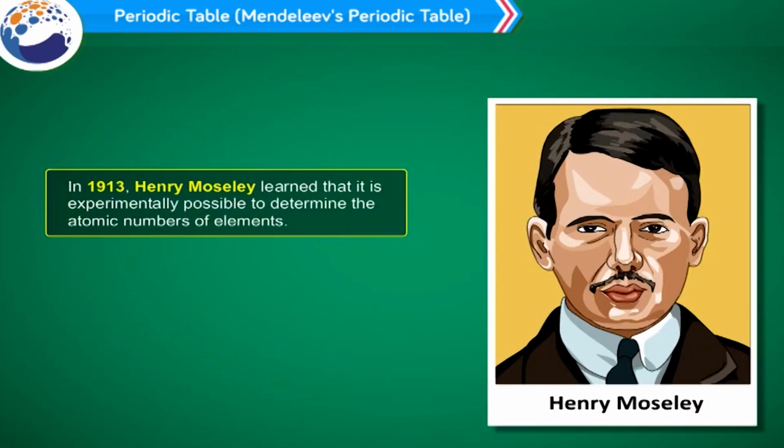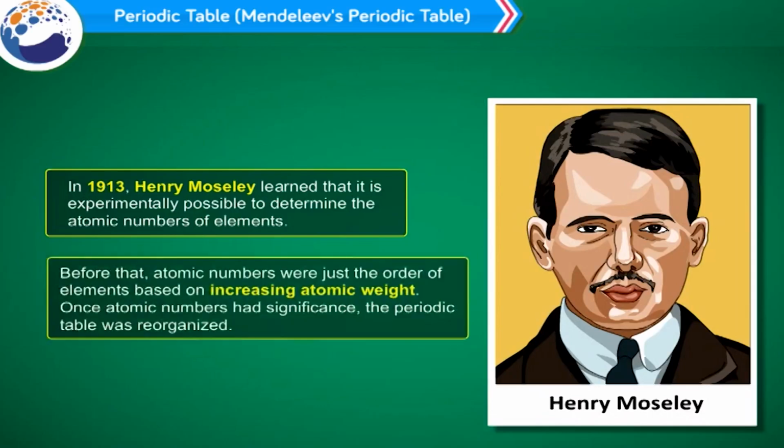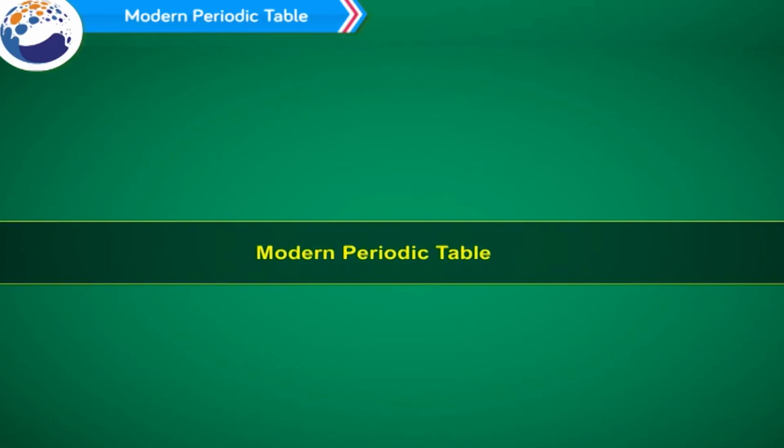In 1913, Henry Moseley learned that it is experimentally possible to determine the atomic numbers of elements. Before that, atomic numbers were just the order of elements based on increasing atomic weight. Once atomic numbers had significance, the periodic table was reorganized. Modern periodic table.